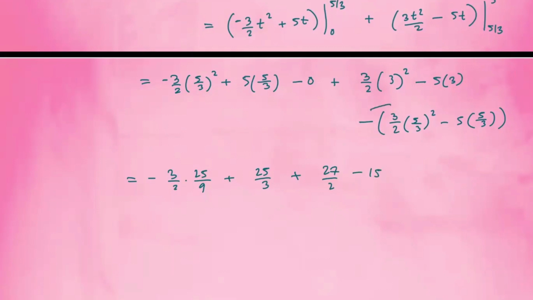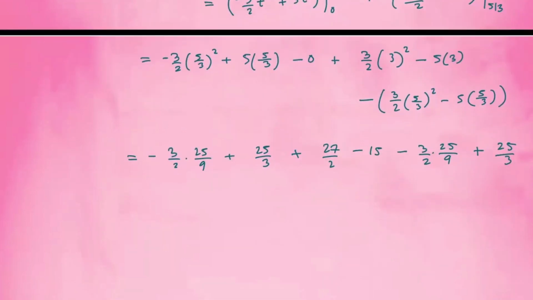Then the next term here, I distribute the negative out as well. So I'll have negative 3 over 2 times 25 over 9 plus 25 over 3. All right, so that's what this comes out to be. And then if you add and subtract all of these terms, you're going to get 41 over 9. So that will be the total distance traveled in meters.